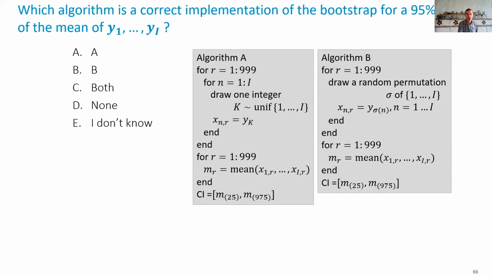If we want to do this, which of those two algorithms would be a correct implementation of the bootstrap for a 95% confidence interval of the mean?